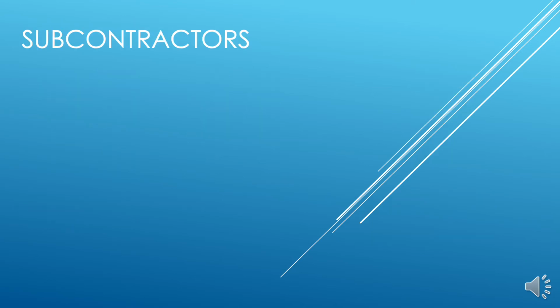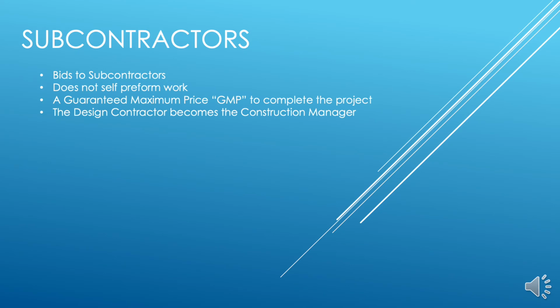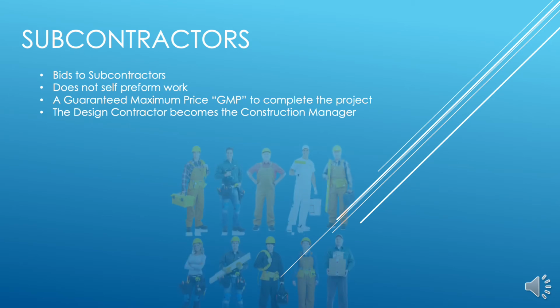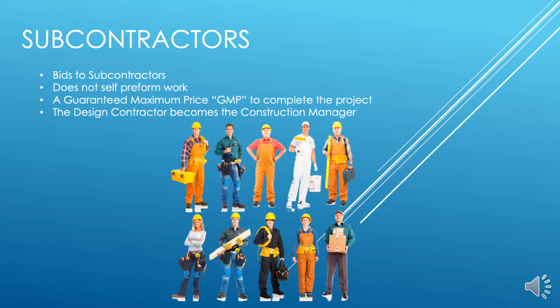Subcontractors. From this design, the contractor can issue out bids to subcontractors for all the required trades to complete the project. To avoid conflict of interest, the construction firm does not self-perform any of the work. This procedure is more methodical, manageable, predictable, and less risky for the construction manager. This also gives each trade contractor a fair shot at being the low bidder without fear of bid shopping.